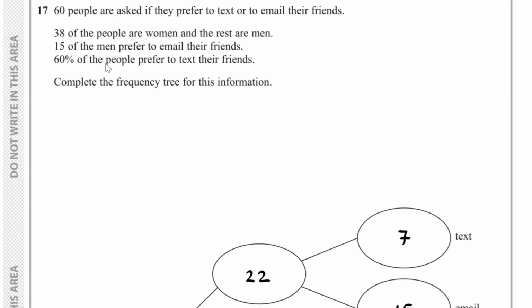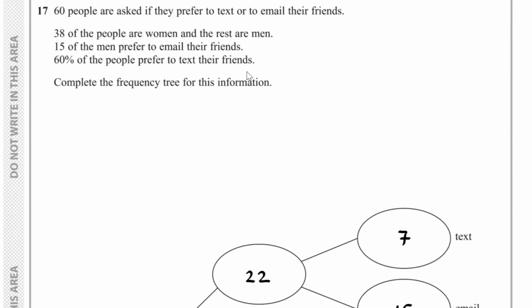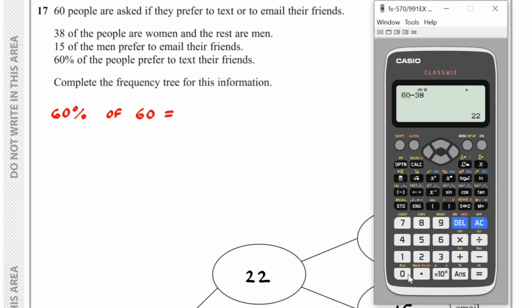And we know that 60% of the people prefer to text their friends. So for texting in total, we need to work out 60% of 60. So 60% of 60, that's the same as 0.6 times 60, which is 36. So 36 people prefer to text.